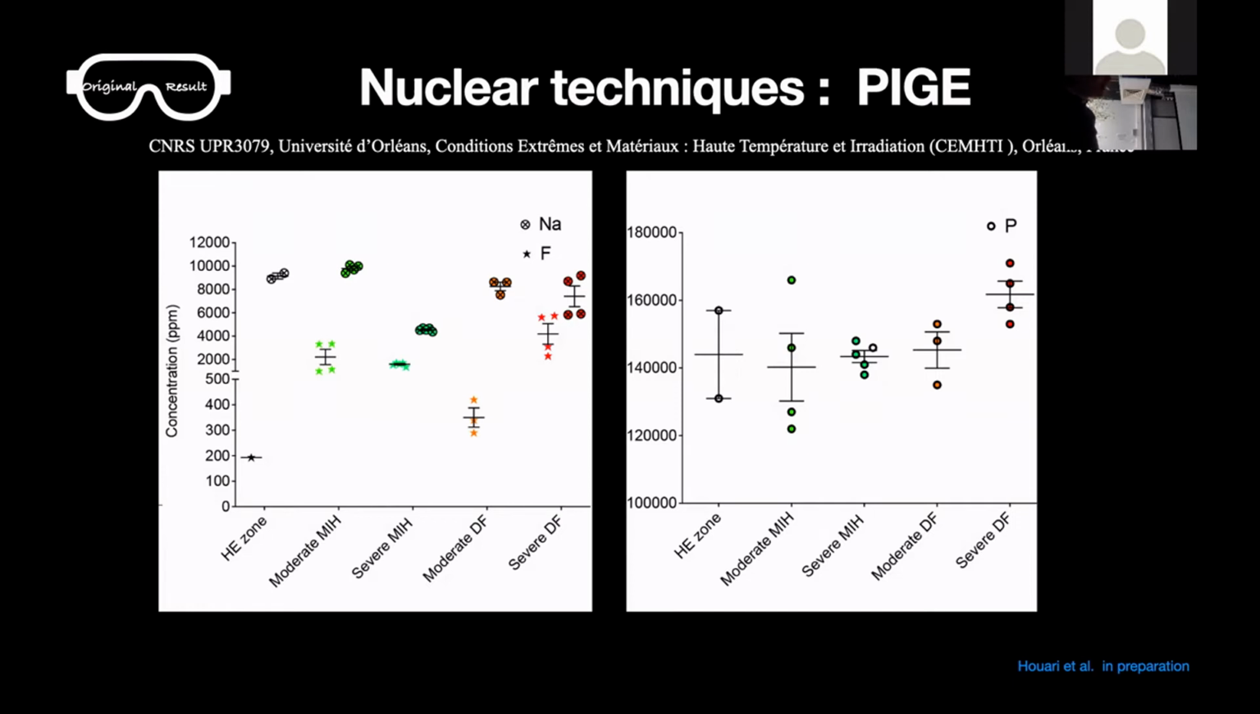On the right panel, you can see the phosphorus amount, and whatever the pathology, the phosphorus was not modulated. Also, sodium was a little bit modulated, but clearly not significantly.